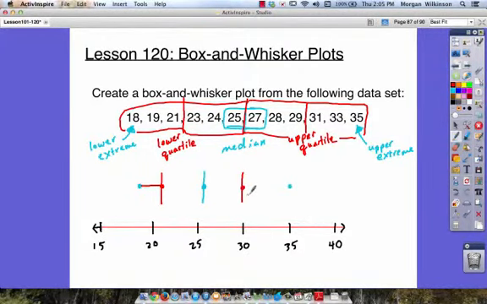We can make another line. We can connect the bottom of these 3. And we have our box. And then we can take our upper quartile out to our upper extreme, and we have our last whisker. This is a box and whisker plot, and we create it by arranging all numbers numerically, finding the lower and upper extremes, the median, the lower and upper quartile, which are the median or middle of your lower and upper half of data. Let's look at another one.